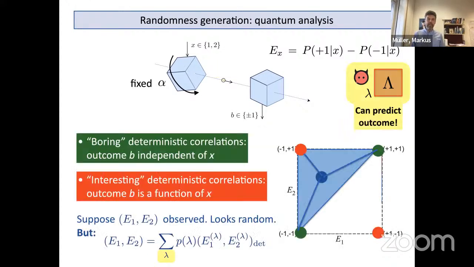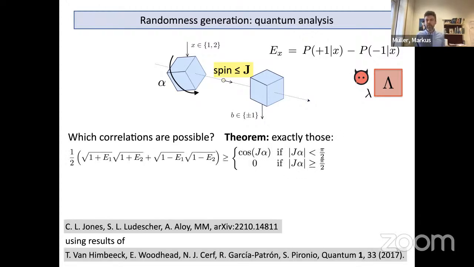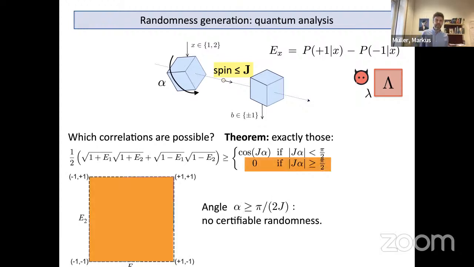So the hope is that when we put in an extra assumption, the semi-device independent assumption, this rules out some of the correlations. And this then implies that you cannot have this decomposition anymore. So we have to ask, if you make this assumption on the spin, which correlations are actually possible? This is what we've proven here. You can write down a closed form expression for that. This is in our paper, but it also uses results by Van Himbeek, Peroniu, and others. So E1 and E2, these two numbers, satisfy this inequality here with a bunch of square roots. Now let's see what that means. Suppose your angle that you've chosen is very large, so it's larger than pi over 2j.